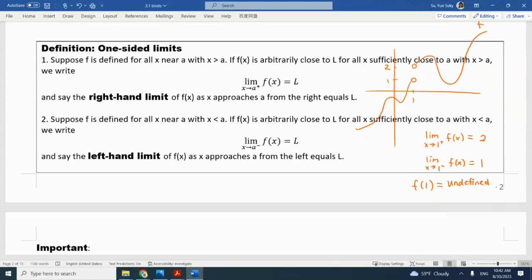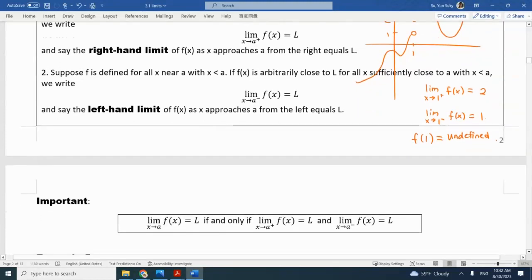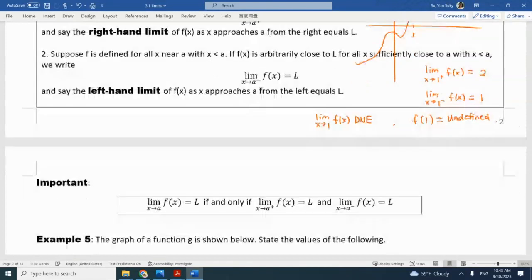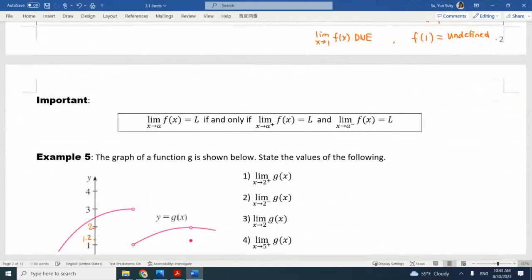All right. In this case, the left side limit and the right side limit must equal the same number for the limit to exist. In this case, you see the left side limit and the right side limit do not match. So the limit as x goes to 1 of f of x does not exist. Is that okay, everybody? Yeah, this is the picture. Left side limit and right side limit do not match, so the limit does not exist.